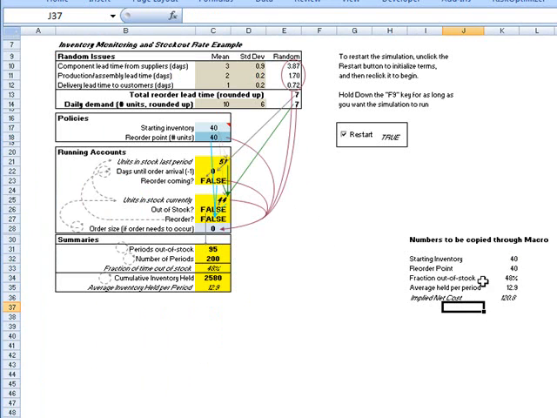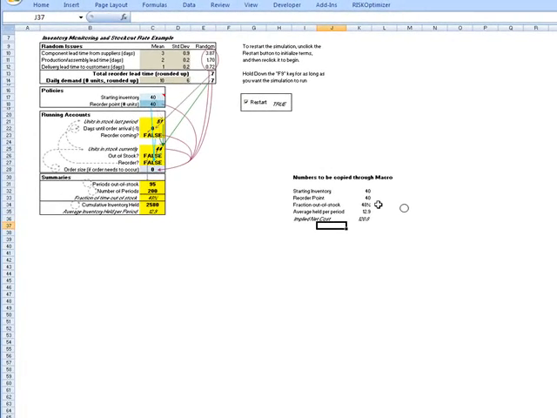The summary measures include fraction out of stock, average held per period. These are two competing performance measures. As we increase the reorder point, we're going to be seeing higher levels of stock held on average. We're also going to be seeing smaller levels of fraction out of stock, and vice versa. As we lower that reorder point, we'll see fraction out of stock go up, which is not something we want, but we will see the inventory held go down.